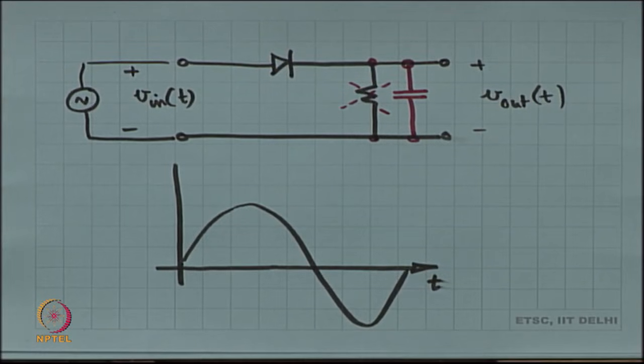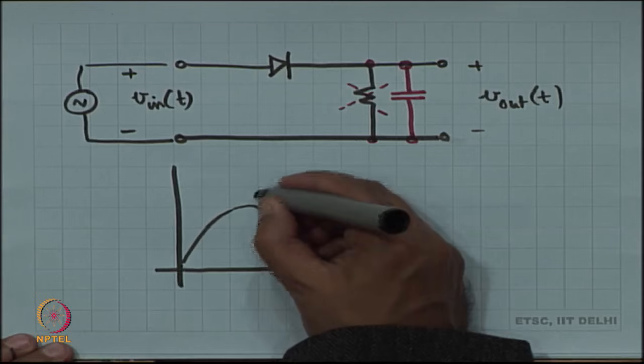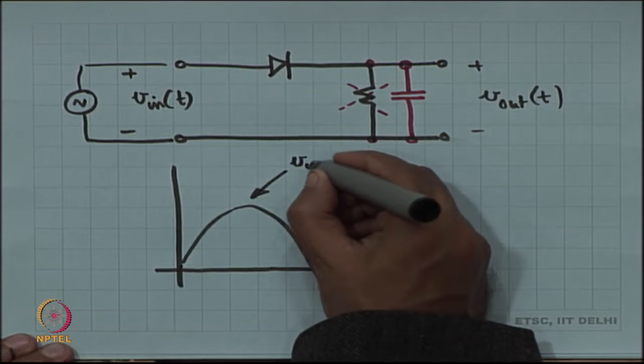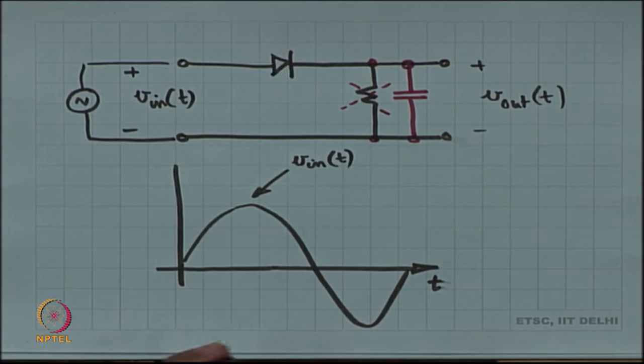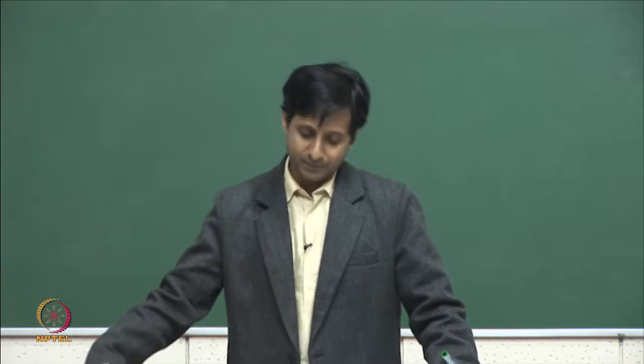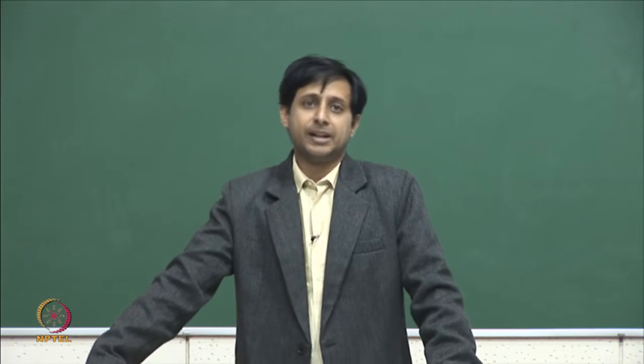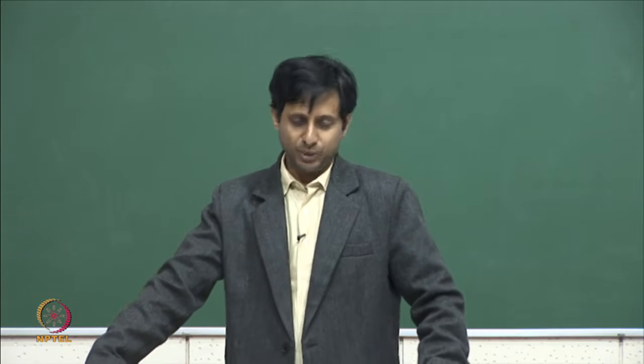So, suppose this is the waveform of V in of t, and let us say that the diode is an ideal one that I could not really find in the market. Let us say that it is an ideal one. So, the drop across it is nothing if it is forward biased and it can sustain any reverse bias voltage.